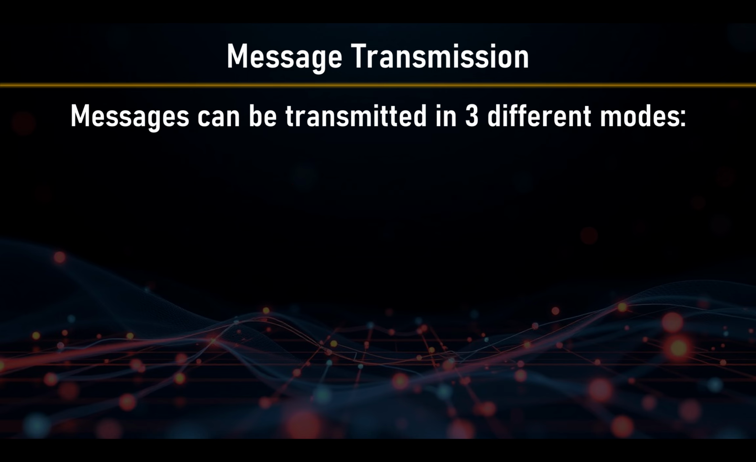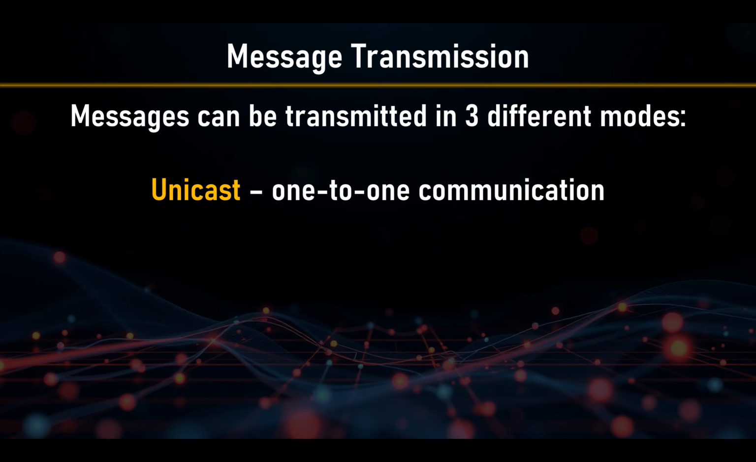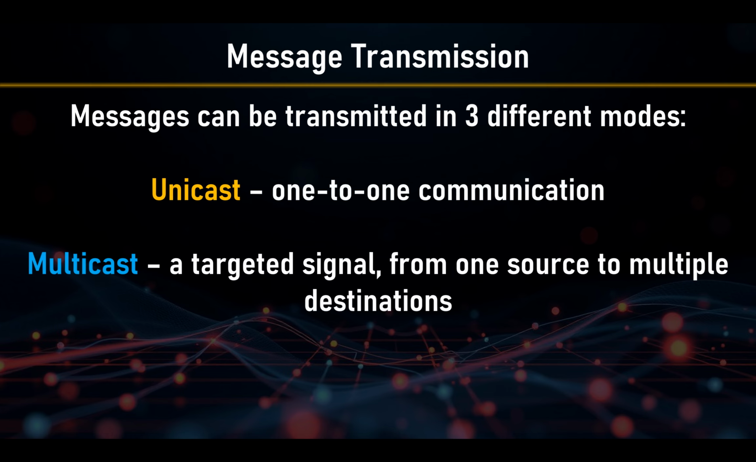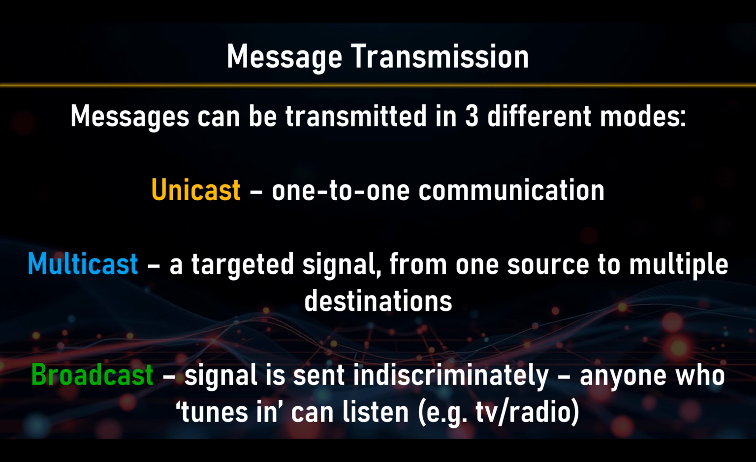Then if we look at the three different transmission modes, these are kind of similar, because what we said was simplex, half duplex, full duplex, and there's also going to be another three things. So one is unicast, and this is going to be one-to-one communication. Then there's going to be multicast, a targeted signal from one source to multiple destinations. And finally, there's broadcast. Here the signal is sent indiscriminately.